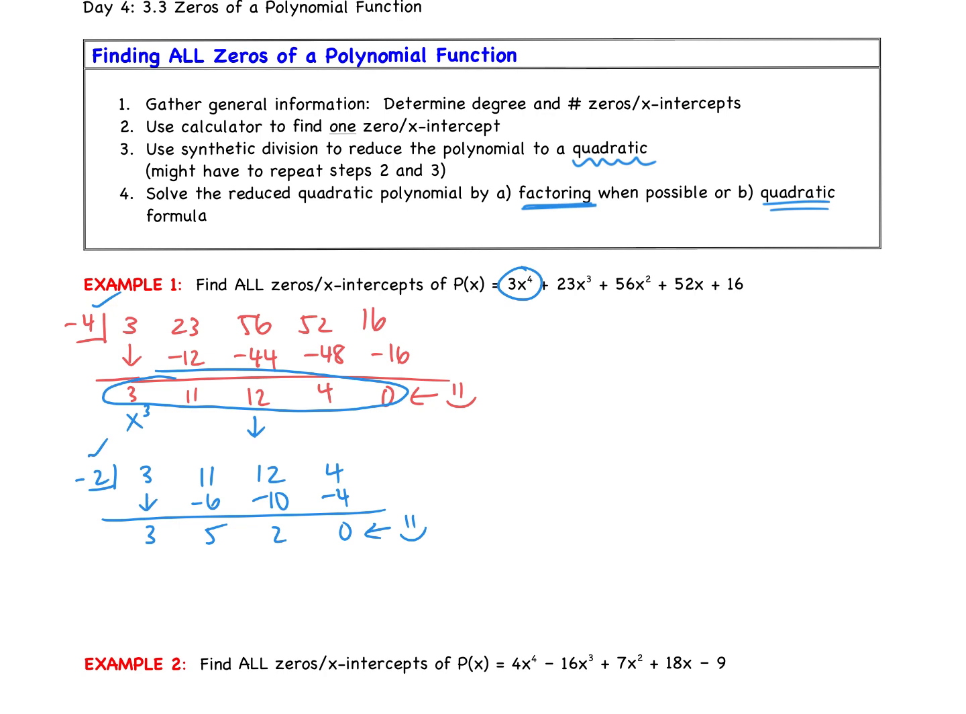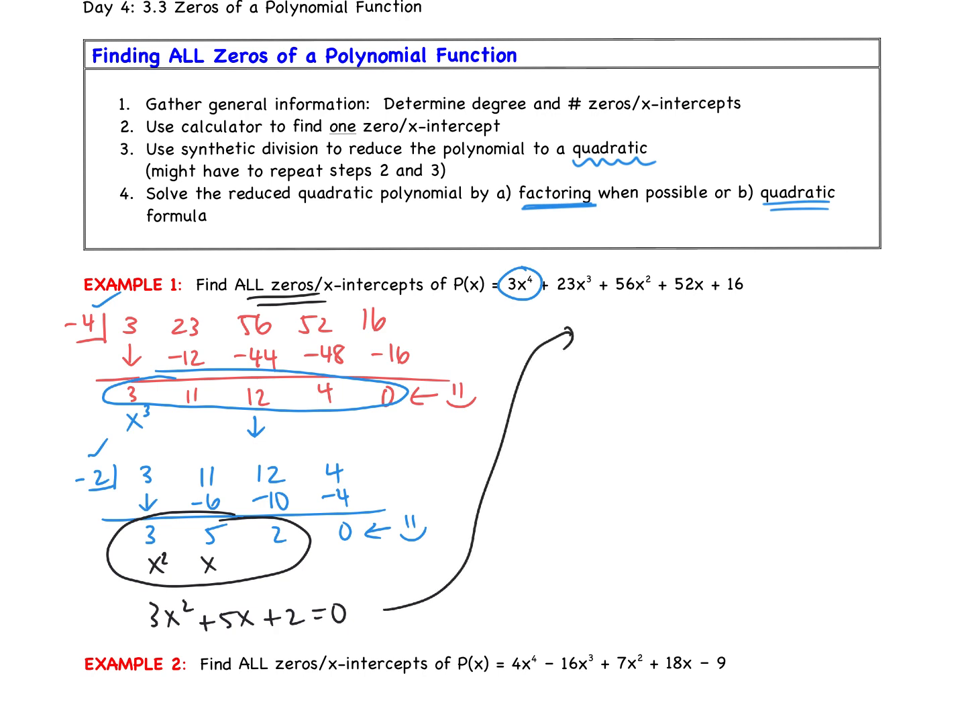So we did synthetic division once, and we got down to x to the 3rd. We did it again. So then after x to the 3rd, we're now at x squared and x. So if we were to translate this, we get 3x squared, add 5x, add 2. We're looking for the zeros, so that is set equal to 0, and that's what we need to solve. Okay, so we have 3x squared, add 5x, add 2 is equal to 0.